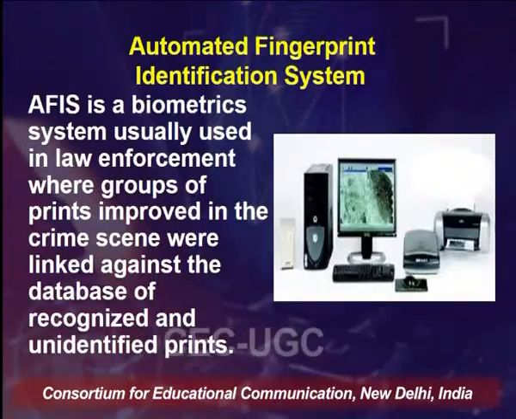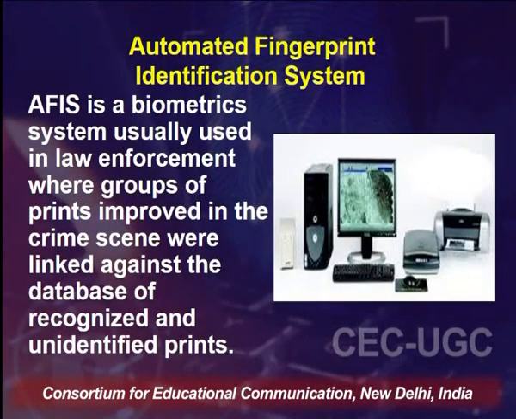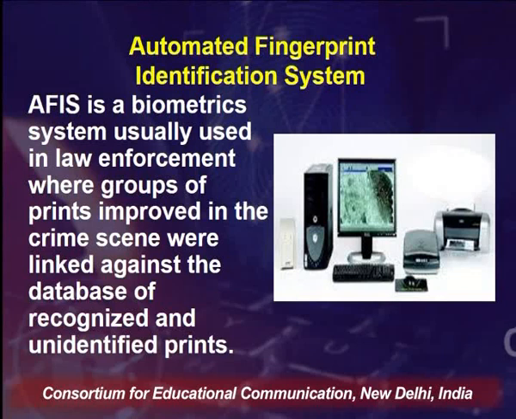Other important evidence found at the crime scene, which is very important for personal identification, is fingerprints. Like we have IBIS and NIBIN for the ballistics division, similarly in the fingerprints division we have AFIS, that is Automated Fingerprint Identification System. This is a biometric system used in law enforcement, where groups of prints recovered from the crime scene are linked against a database of recognized and unidentified prints.